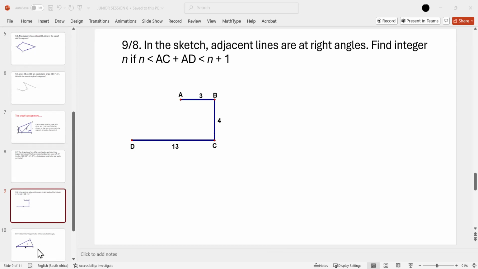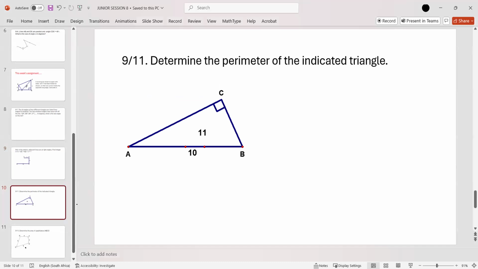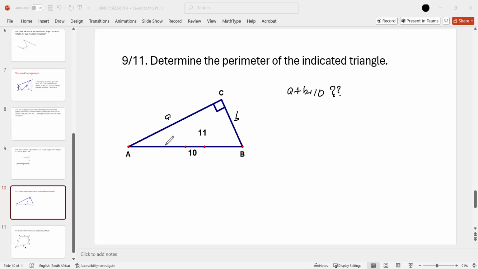Now this is an interesting problem here. I'm going to just rush through this. Find the perimeter of the indicated triangle. Now, what do you mean by perimeter? Perimeter means the sum of all the boundaries, the full length of the boundary. The boundary consists of 3 sides. So you need to give names to these. So the problem is, what is A plus B plus 10? It's a very interesting problem.